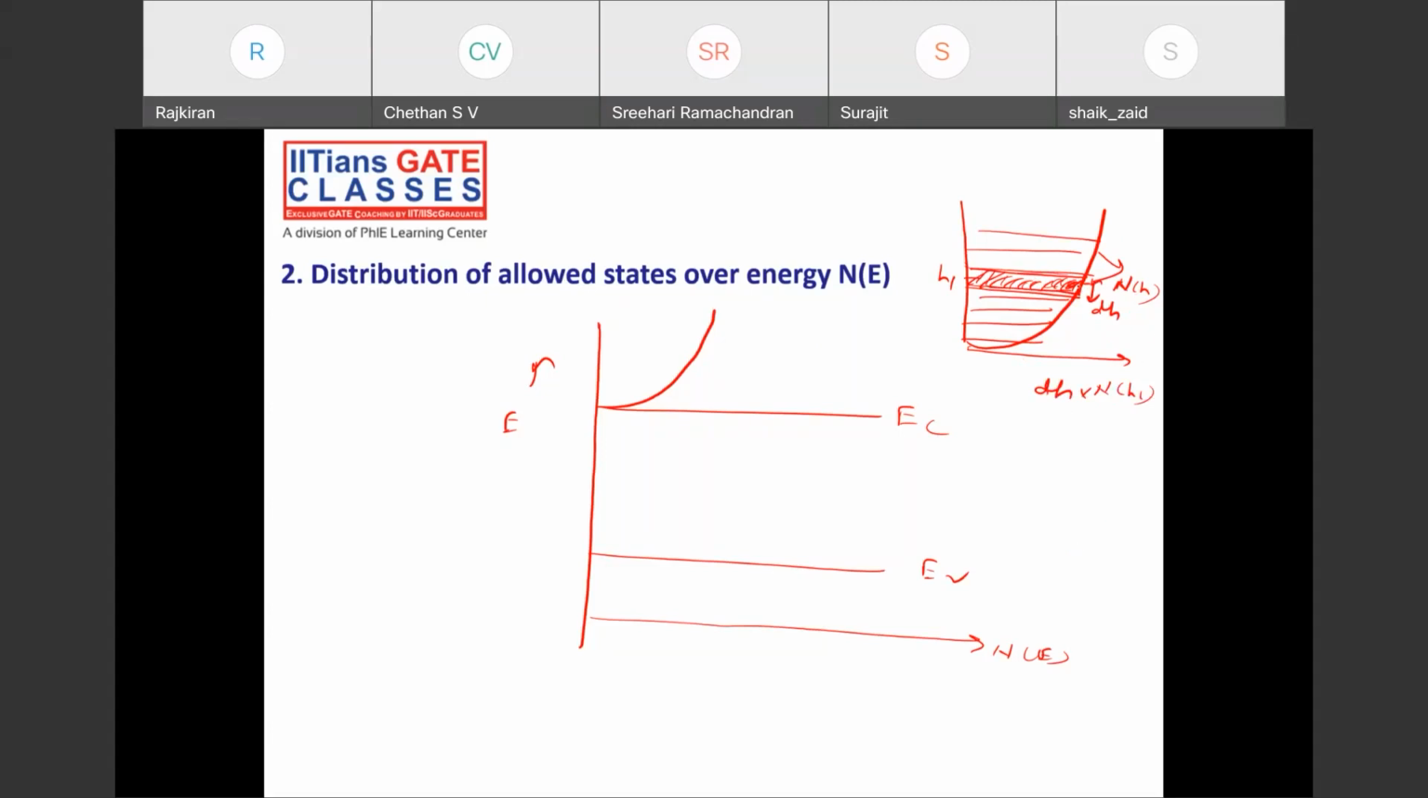The N at height h1 is this one. This is nothing but my N at height h1. This is my width. What is the height? Height is dh. So I can approximate this as a rectangle, whose width is N(h1) and height is dh.